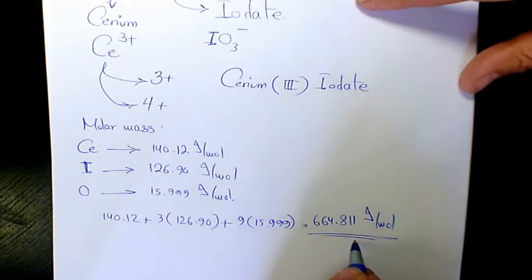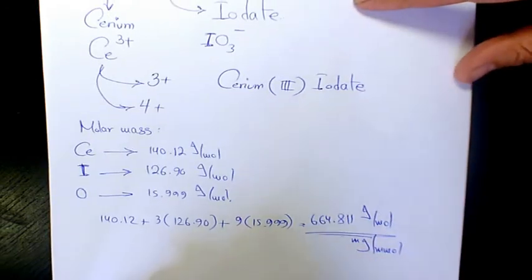You can also show it as milligram per millimole, but grams per mole is more common.